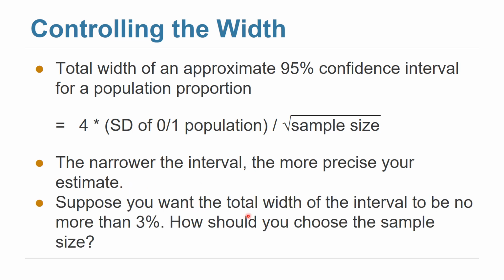Now, suppose that you want the total width of the interval to be no more than 3%. So this is a specific example now. I want the total width of the interval to be not more than 3%, so I want the interval to be at most 3%. Okay? If that's the case, how should we choose the sample size?